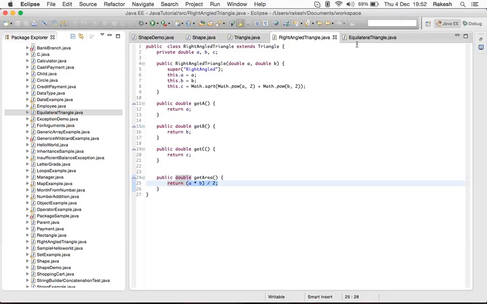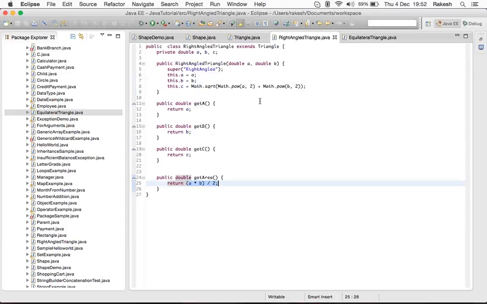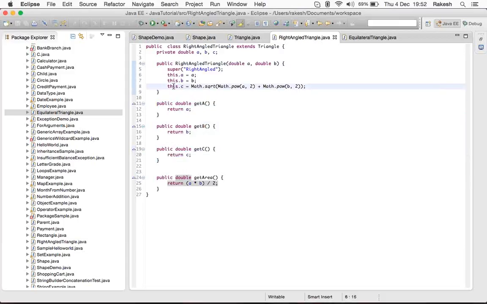Likewise, for an equilateral triangle, all it needs is one input, which is the length. If you provide a length, the length of all three sides are equal. They are one and the same. Whereas for a right angle triangle, you need to provide two sides, so the input is different. And the way you calculate the sides is also different. For a right angle triangle, the third side is calculated using a certain formula. We'll not go into more detail.